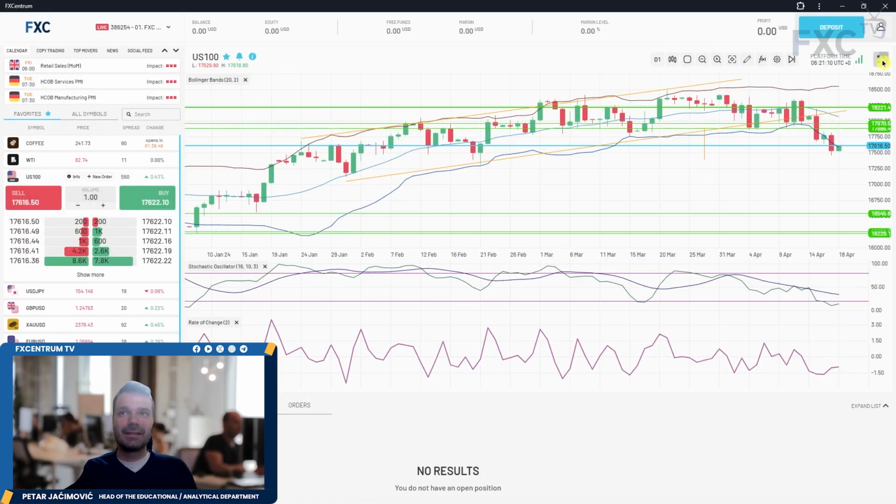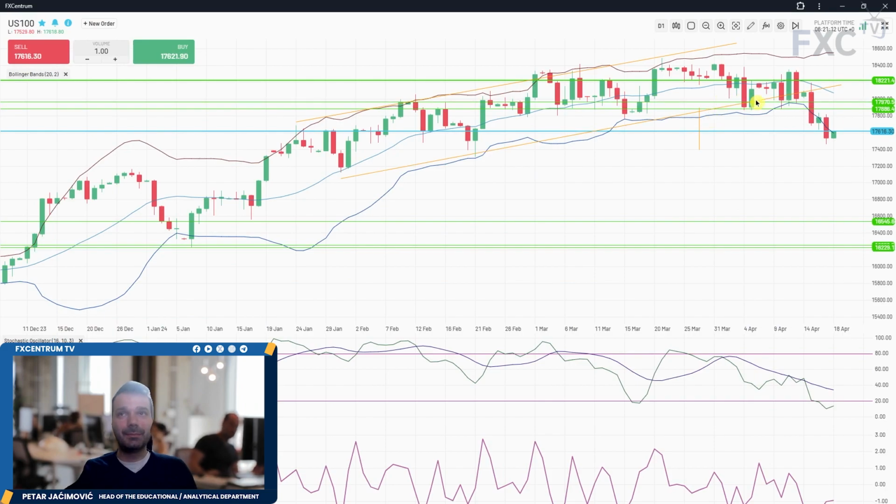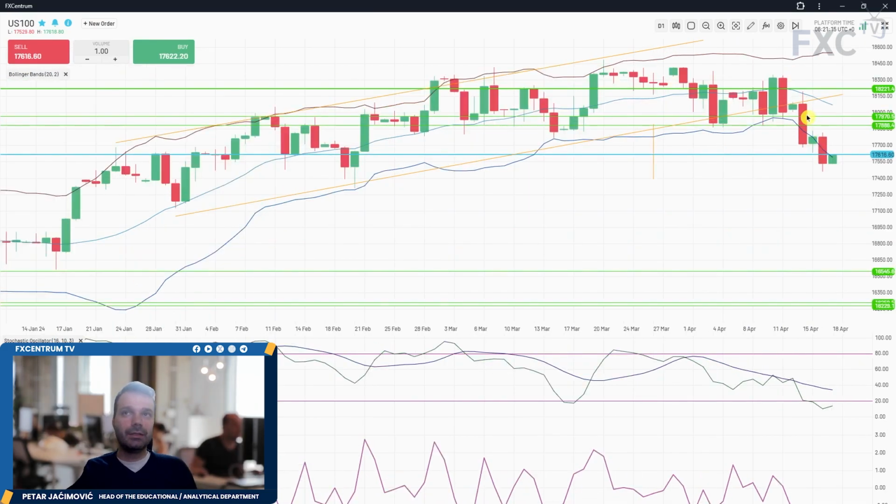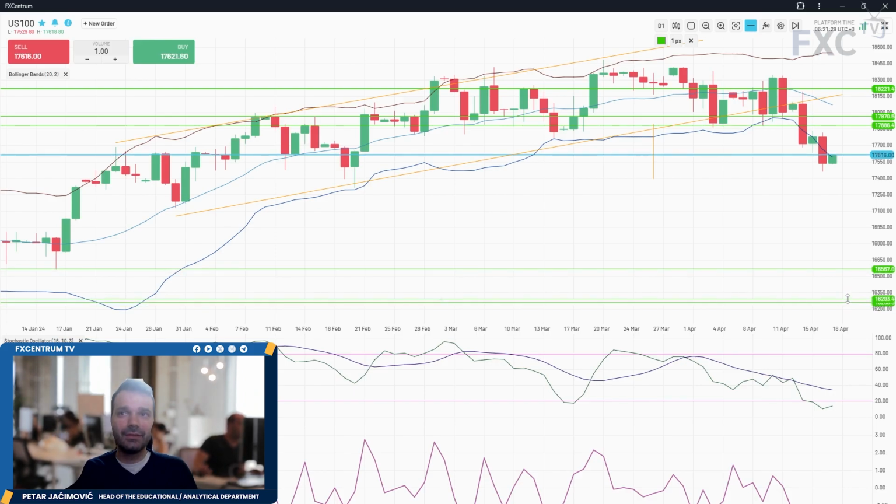US 100, this was the trading idea that I posted for this week. So initially there was a breakout of the 17,850 mark. Market closed below the lower Bollinger Band, and you can see the bigger downside objective is set at the 16,550 mark and 16,300 mark. We had a close below the lower Bollinger Band again on the daily time frame yesterday. So far overnight we have some reaction from buyers. You can see that we have the increase in volatility, which is basically volatility expansion.